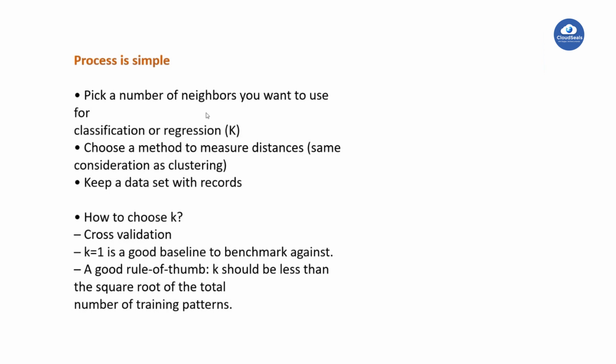So let's choose some number of data points for the classification and regression. Choose a method to measure distance, whether it is Euclidean or some other distance, whatever you want. You can use some algorithm to measure the distance between two neighbors. Two neighbors are two data points. Keep the data set with records.